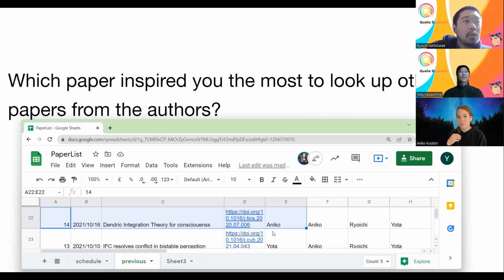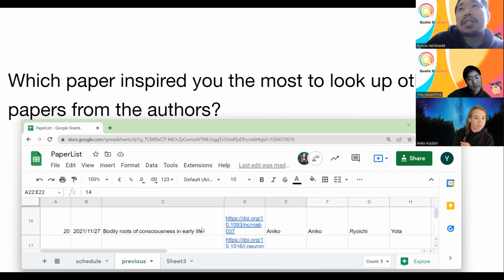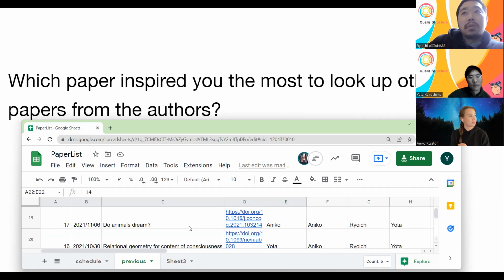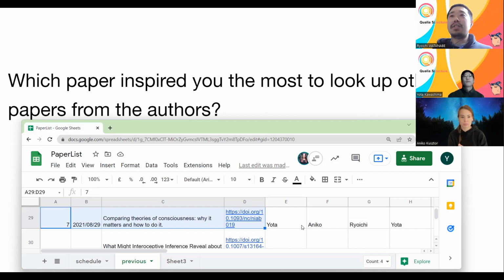Okay, then Ryoichi, what was your paper for this question? Yeah, so I chose Delphin's paper, comparing the theories of consciousness. Episode 7. It was interesting, and I researched the other papers of Delphin. He also studied other assumptions of comparing the theories. So from this paper I rethought comparing the theories of consciousness, and how he summarized his thoughts in the other papers.